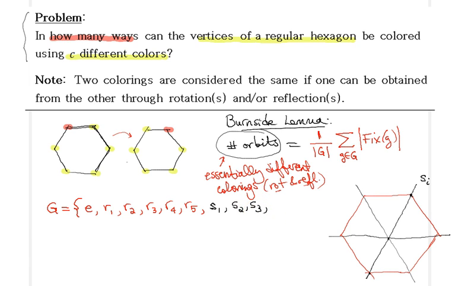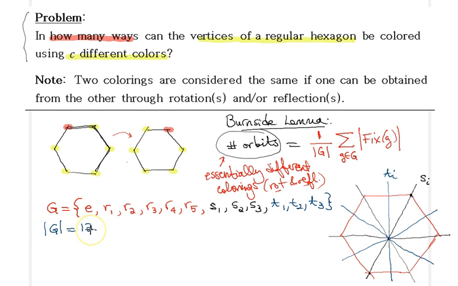Finally, we also have the reflection in an axis joining the midpoints of opposite edges. So that would be the other type. Let's call them T sub i. And again, we have 3 of those. So we are simply joining the midpoints of opposite edges. So therefore I have T1, T2, T3. So therefore the size of G is simply 12. We have 12 symmetries of the regular hexagon.